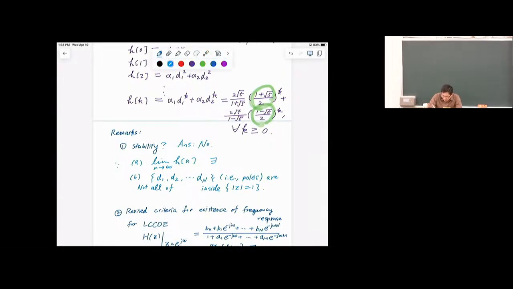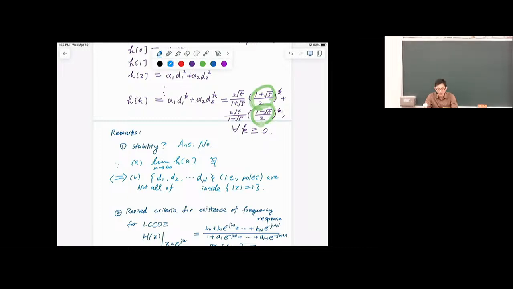I should also state that the limit doesn't exist. I'm sorry, I make a correction right here. The answer is no, because the limit does not exist. Equivalently, we find that the limit does not exist because at least one of the poles is outside the unit circle, or equivalently we say not all are inside the unit circle.